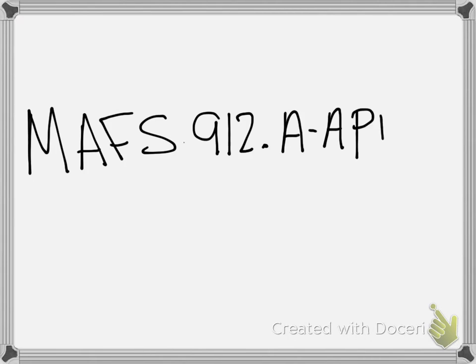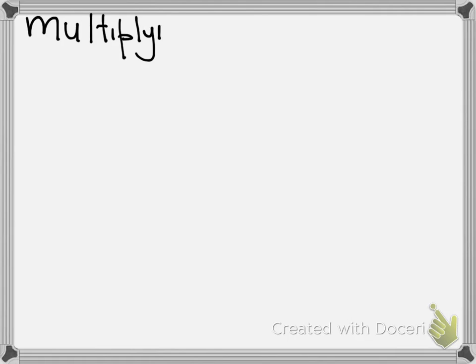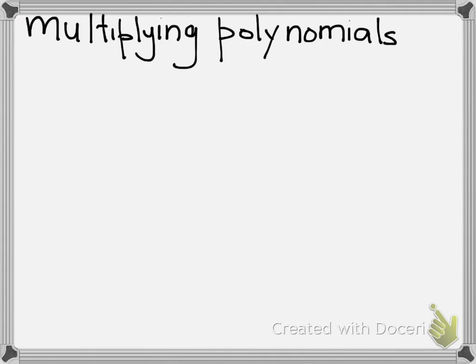Okay, welcome back, class. Today we're going to look at the standard APR 101. In this standard, we will be looking at multiplication of polynomials. And so let us start. Let us consider the monomial by a binomial, which is 2 times the expression 4x minus 7.